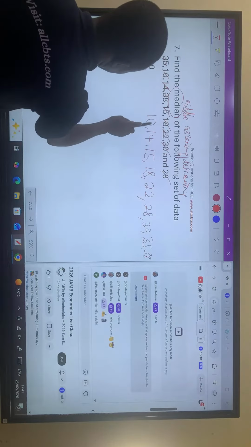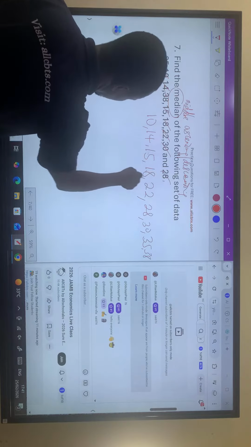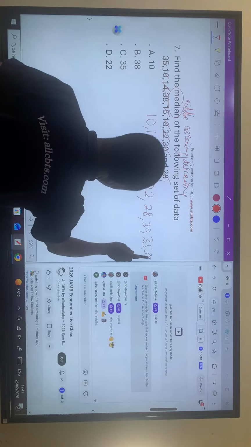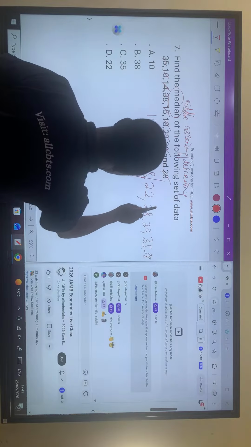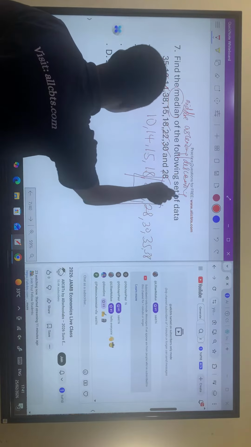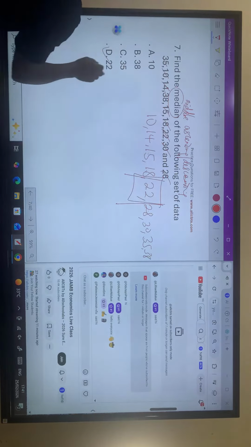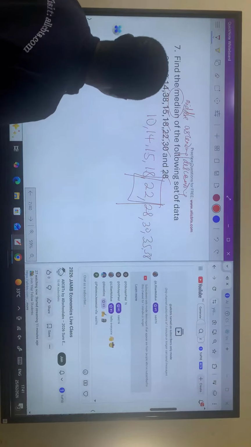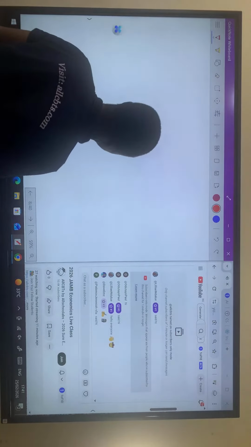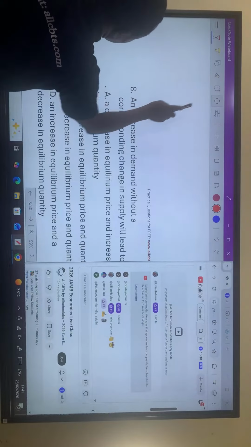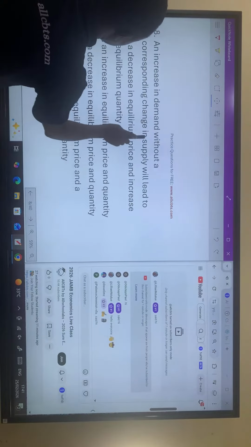So what do we have? From the front, 1, 2, 3, 4. We stop here. From the back, 1, 2, 3, 4. We stop here. So what's the median? 22. D is the correct answer. Okay? Very well. Let's look at the next question.